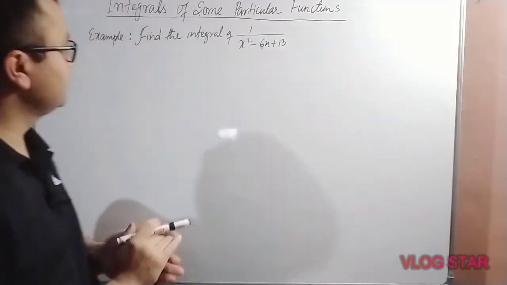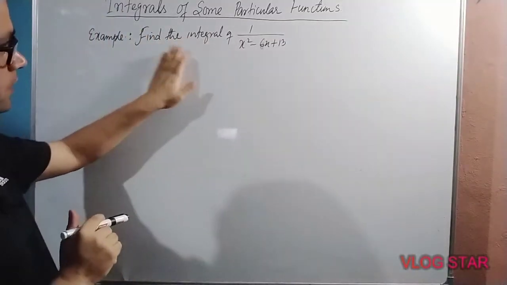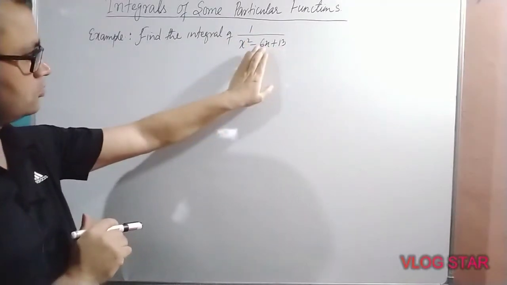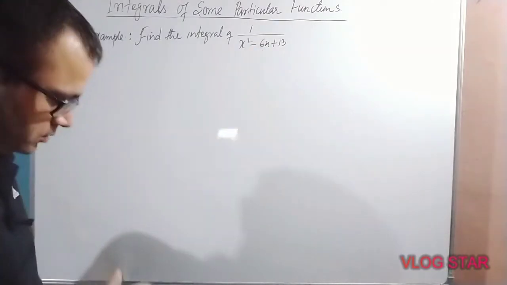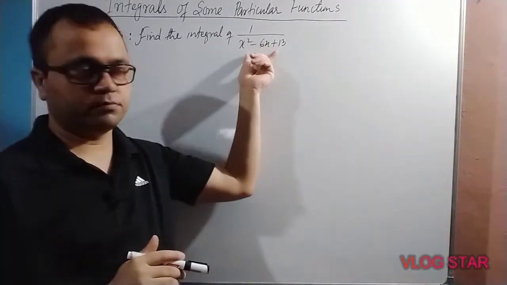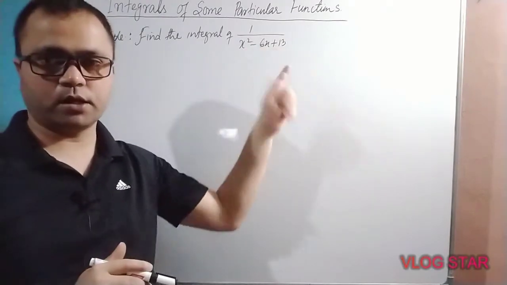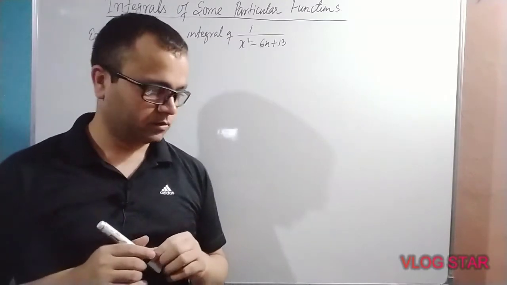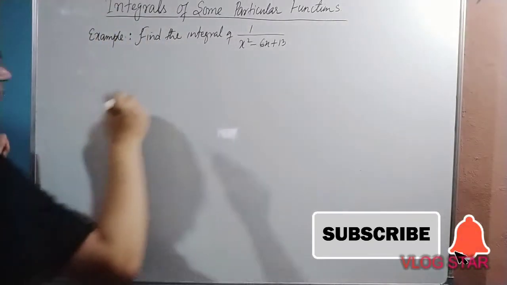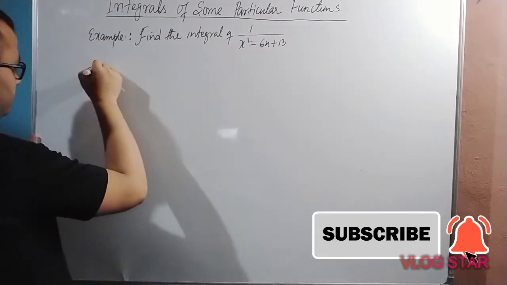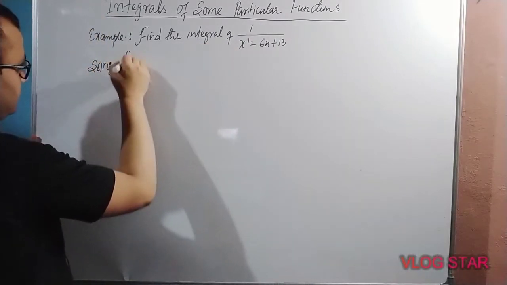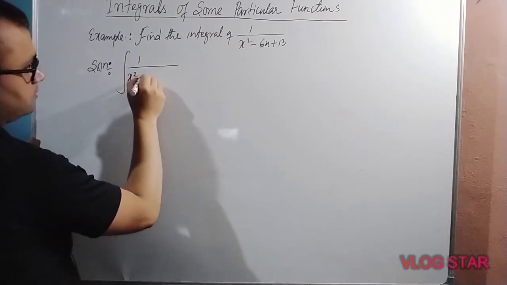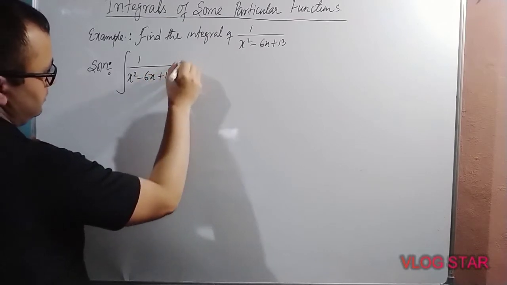Okay, suppose the question is this type. Find the integral of 1 by x square minus 6x plus 13. For this type of question, first we have to make this into x square plus a square form by using completing the square. In the solution, first we will write the given function: integral of 1 by x square minus 6x plus 13 dx.